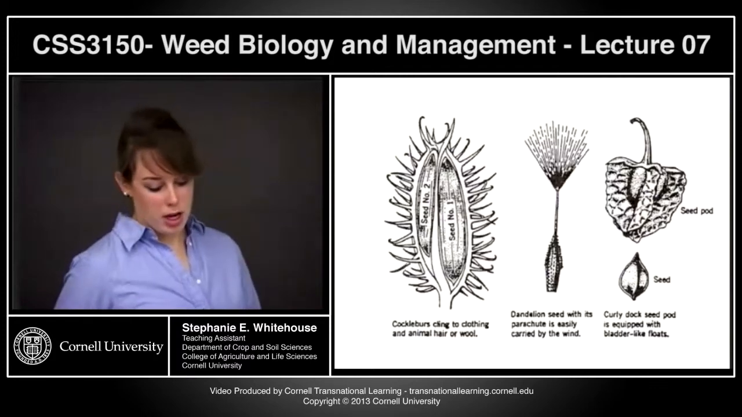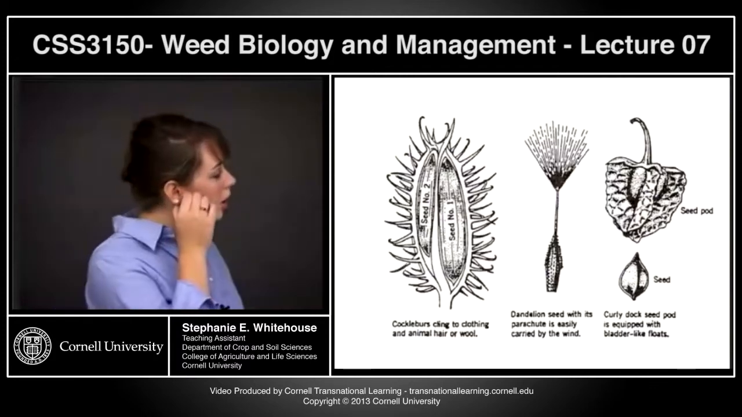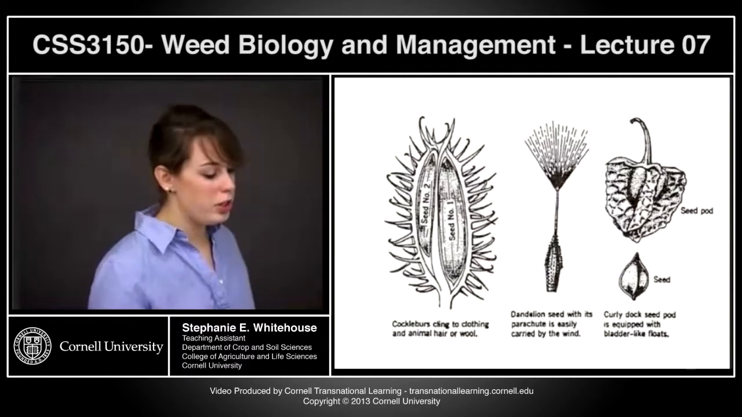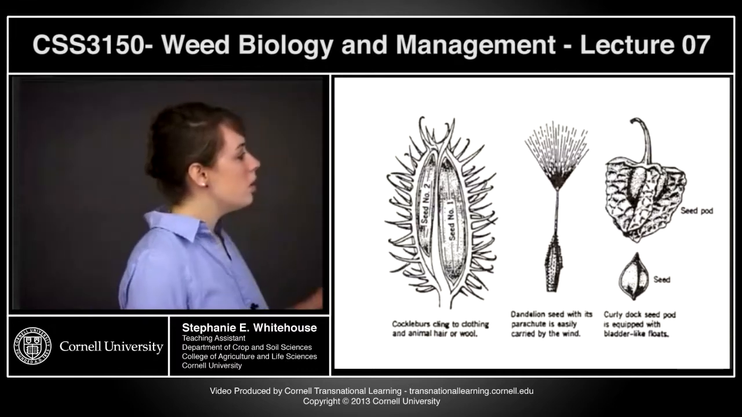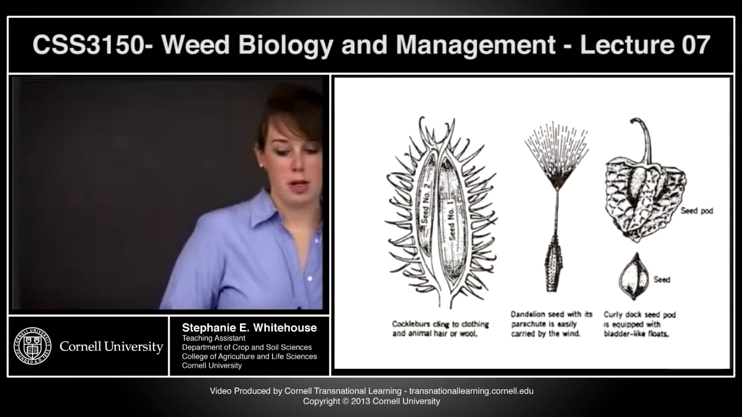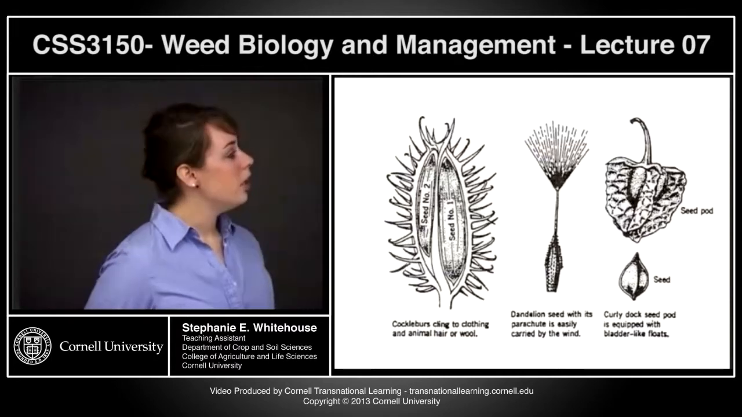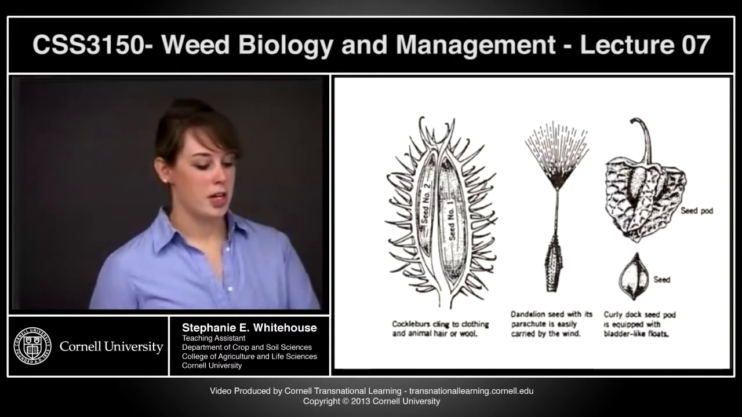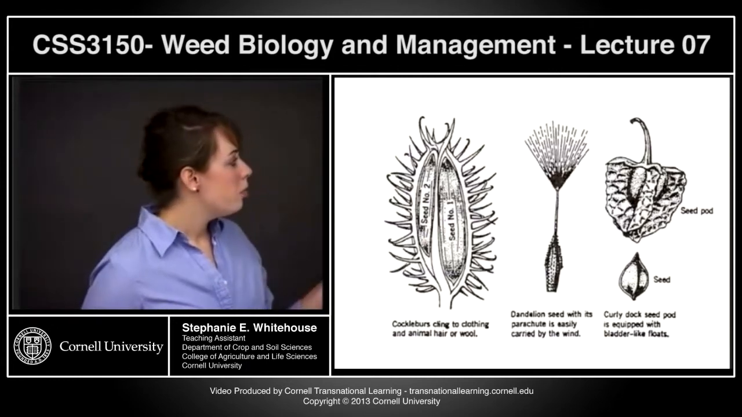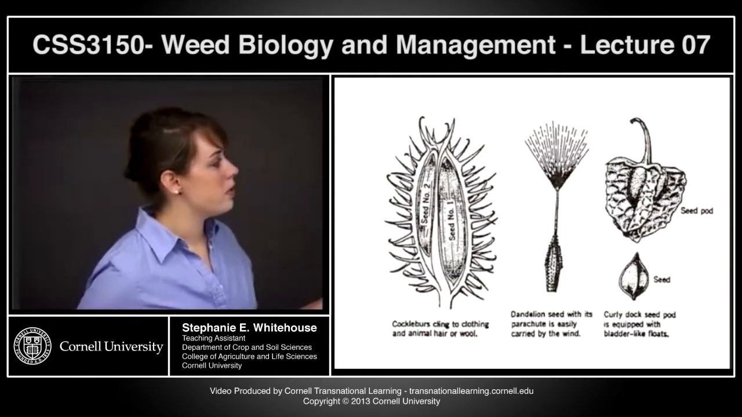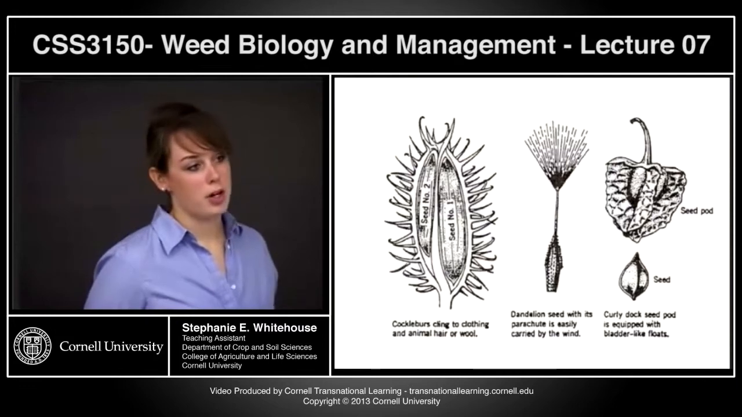And here we have some examples. Cocklebur is looking at human dispersal or animal dispersal. Dandelion, as we all know, is dispersed by wind. And then curly dock is one of those examples that is dispersed by water. As you can see, there's the seed pod, which is much bigger than the seed inside, aiding it in water dispersal.